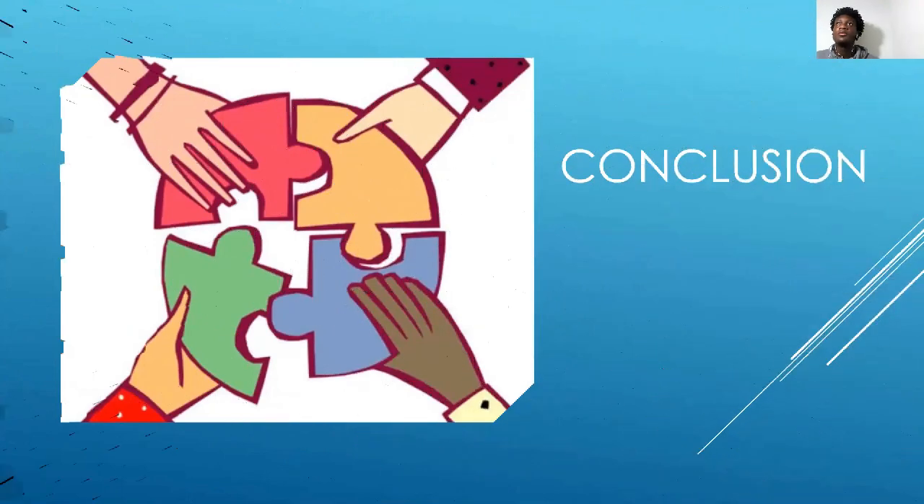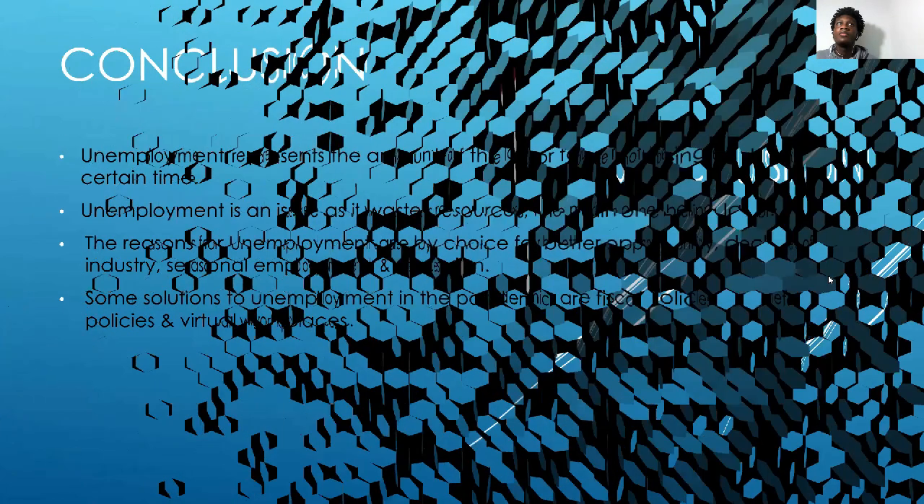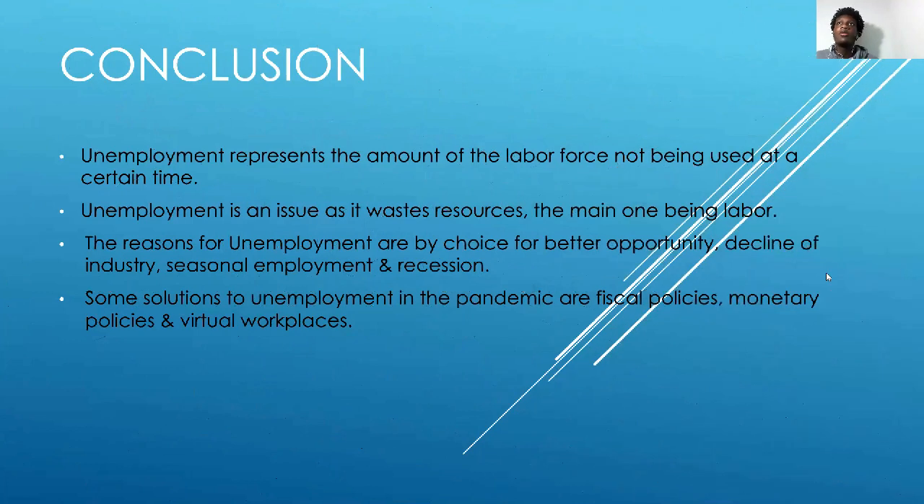Conclusion. Unemployment represents the amount of labor not being used at a certain time. Unemployment is an issue as it wastes resources, the main one being labor.